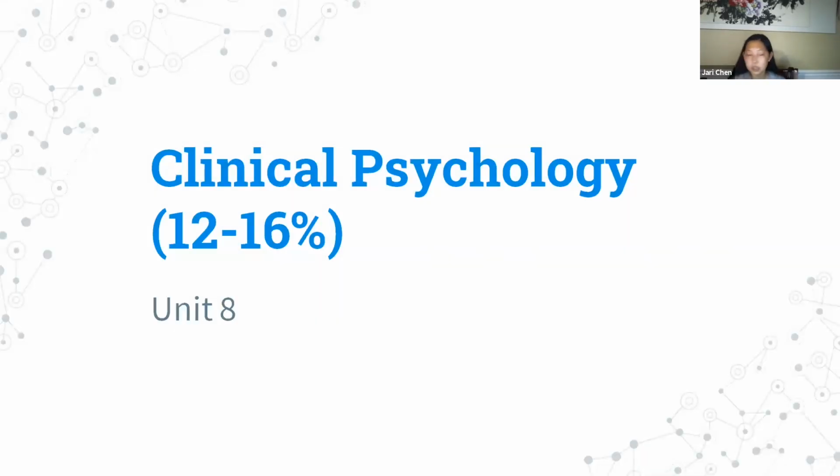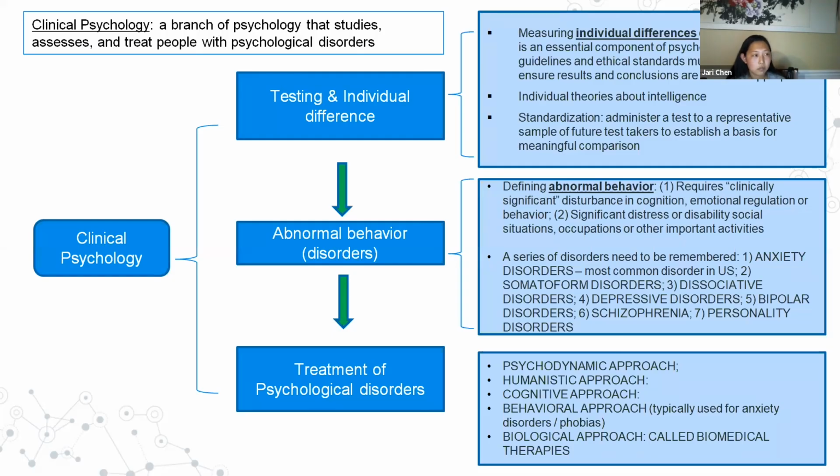Getting to the end, clinical psychology is unit 8. Clinical psychology is a pretty big topic. It's basically any sort of psychological disorders, which are a very interesting part of psychology. Firstly, you have to test the individual and see their abnormal behavior, and then you have to diagnose it so you can treat it. There are a lot of interesting psychological disorders that you can go and study.